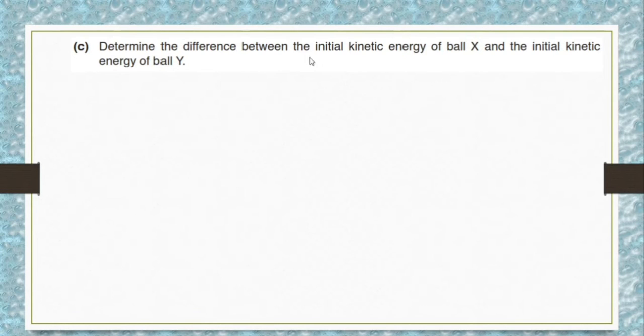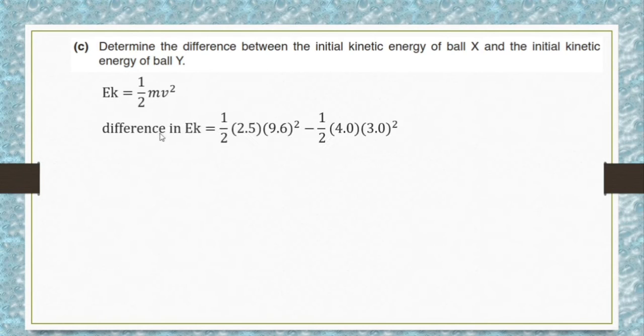Determine the difference between the initial kinetic energy of ball X and the initial kinetic energy of ball Y. We know that kinetic energy is equal to a half mv squared, so we have to find the difference. The difference in kinetic energy will be a half times my vy squared minus a half times mx vx squared. So it is equal to 97 joules.